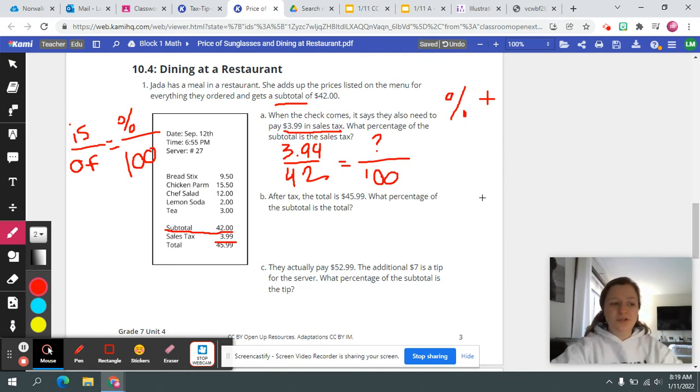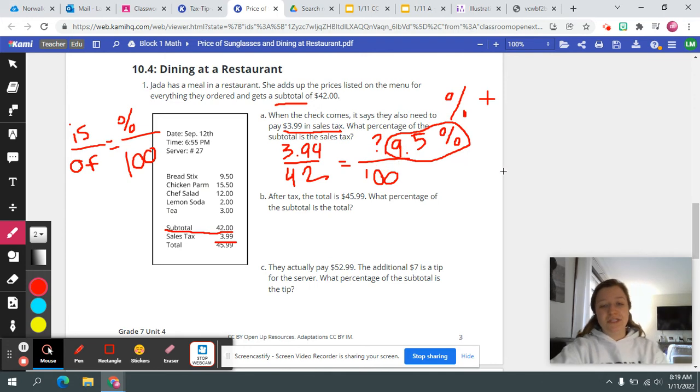So I'm going to cross multiply and divide to figure that out. Let's get out my calculator. 3.99 times 100 divided by 42, and I get 9.5%. So same concept as before. We just really are trying to figure out what that word sales tax means, but it's all in the little receipt right here. All right, let's move on.